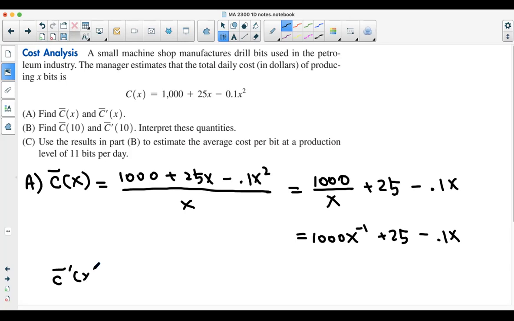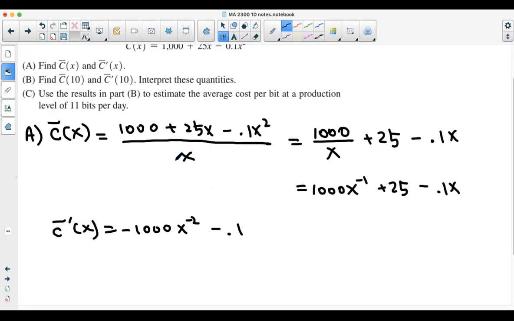C bar prime of x. Then I have to use the power rule. Negative 1 comes to the front, so we have negative 1000, and then x to the what? Negative 2 power. And 25 disappears, and we have minus 0.1 left. That's the derivative, right? Okay, not bad. But if you're going to rewrite this one, what's going to be happening is negative 1000 over x squared minus 0.1. That's what happened.